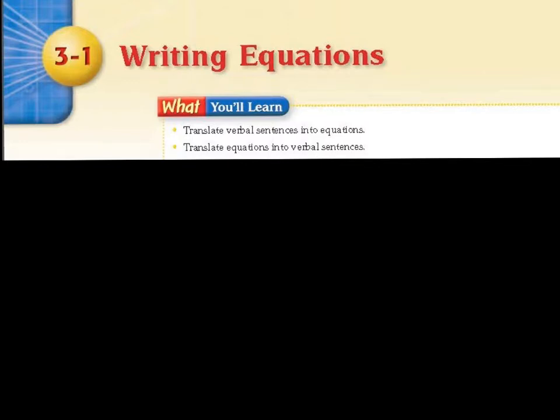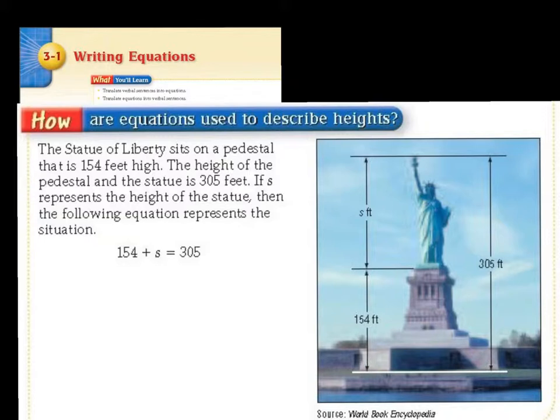In this lesson, you'll learn to translate verbal sentences into equations and translate equations into verbal sentences. How are equations used to describe heights? The Statue of Liberty sits on a pedestal that is 154 feet high. The height of the pedestal and the statue is 305 feet.